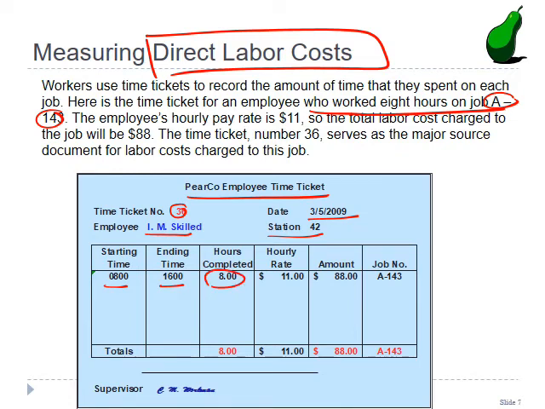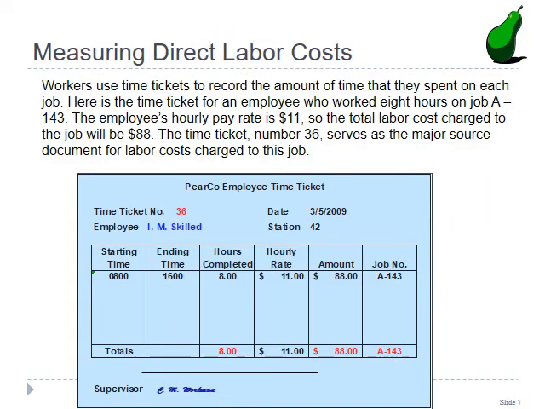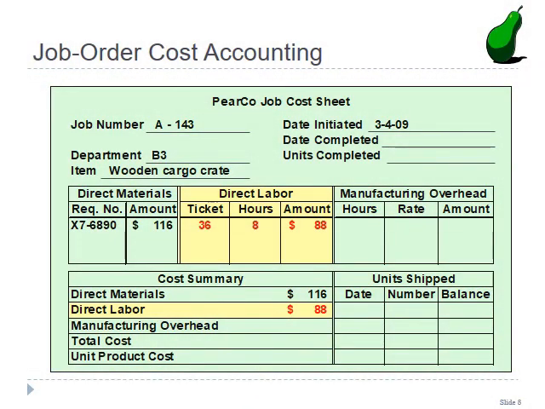Total hours he worked: 8. And what is his hourly rate? $11. So this 88 comes from 11 times 8, and that is the job number he worked on. This is the total here, and this is the supervisor who supervises his work, and that amount will go to the job cost sheet. So let's see that here.